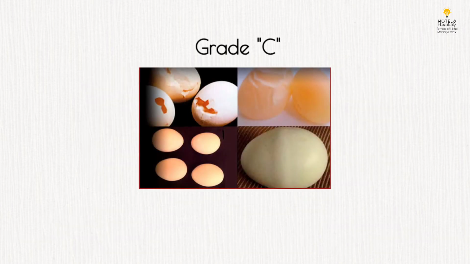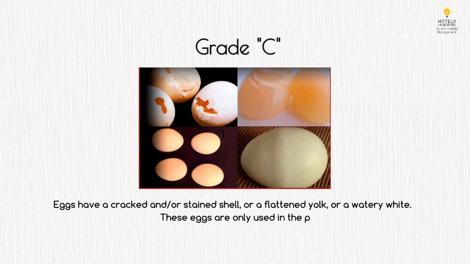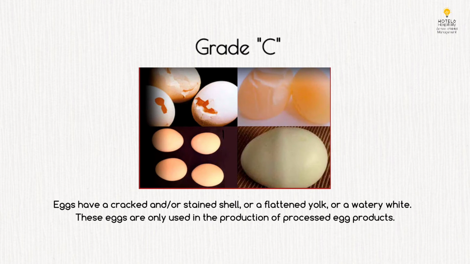C grade egg. Grade C eggs have a cracked and or stained shell or a flattened yolk or a watery white. These eggs are only used in the production of processed egg products.